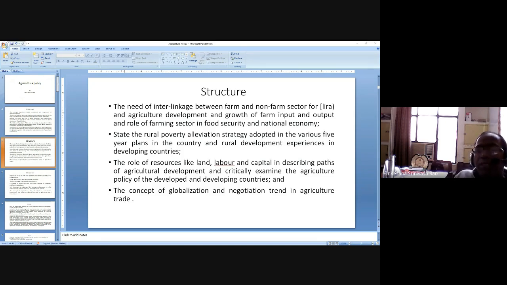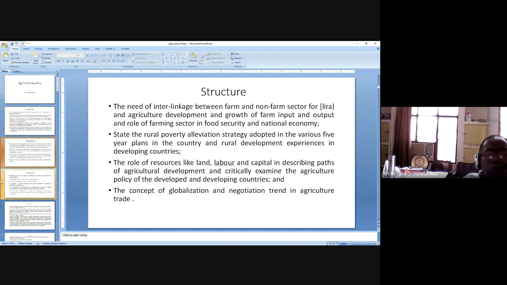Okay, so why can we frame this agriculture policy? Fundamentally, we can alleviate the poverty which exists in different households, and we can plan for the country's rural development, experiences in developing countries, and also the role of resources. The agricultural policy consists of land, labor, and capital in describing paths of agriculture development. So land, labor, and capital are the crucial factors of agriculture.